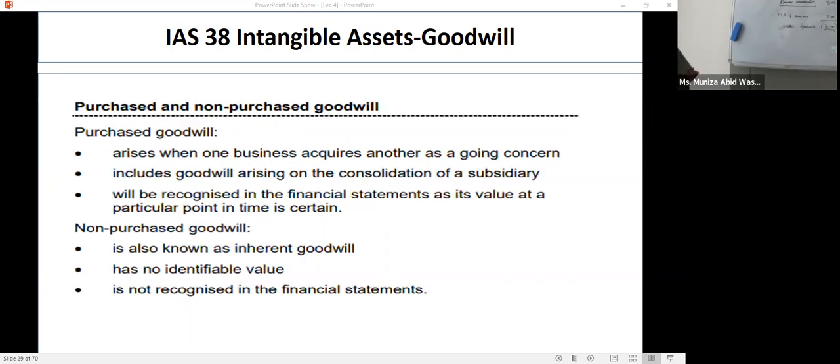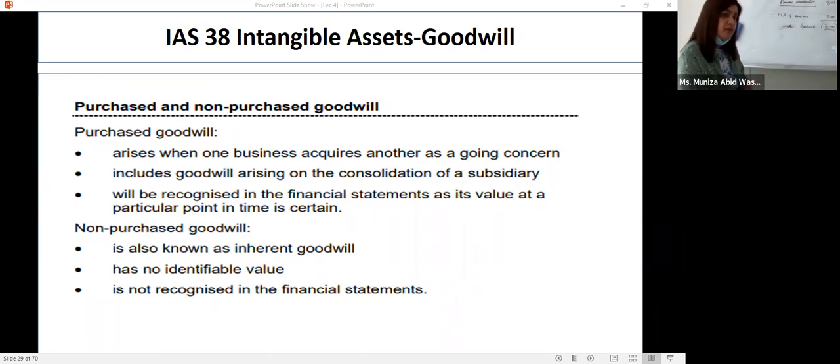Purchased and non-purchased goodwill. Purchased goodwill arises when one business acquires another as a going concern. When does purchased goodwill arise? When one business is purchasing the other business as a going concern. It includes goodwill arising on the consolidation of a subsidiary, and will be recognized in the financial statements at its value at that particular point in time.